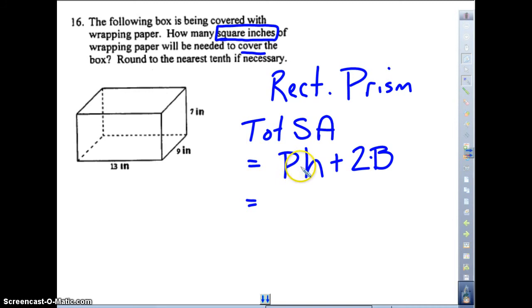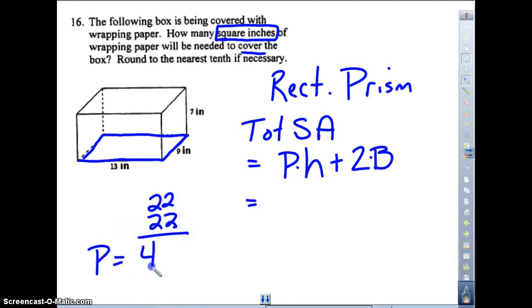What does capital P stand for? Okay, so it's 13 plus 9. What's 13 plus 9? 22. Isn't the back side also going to be 13 plus 9? That's another 22. What's the perimeter of our base? Yeah, 44. That was pretty easy. What's the height of our prism? 7.